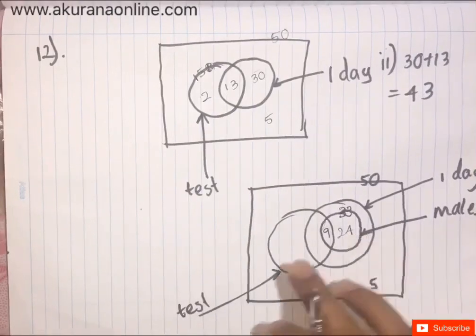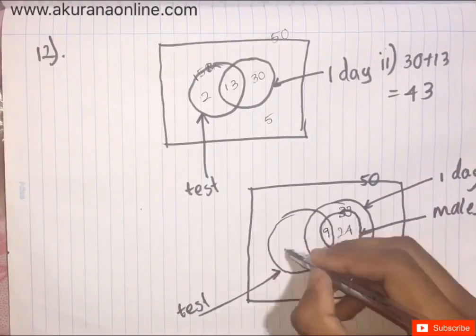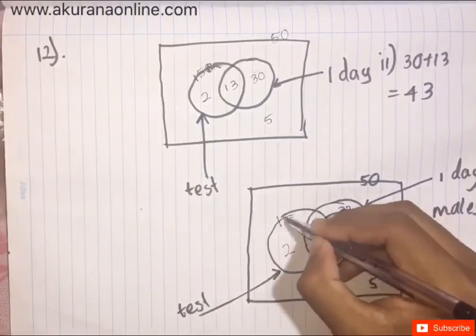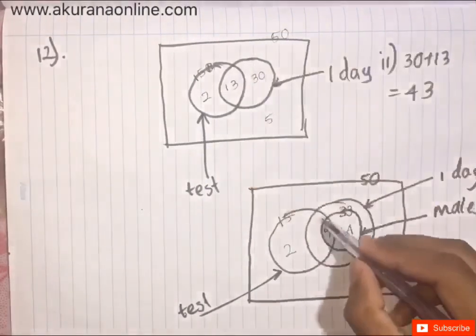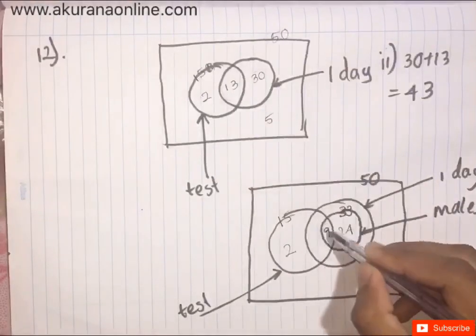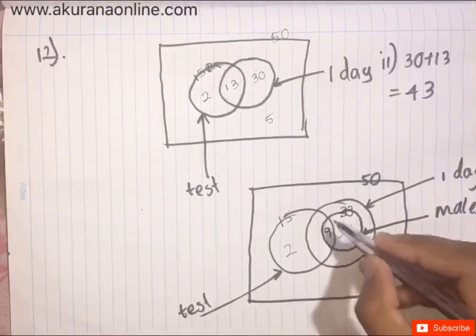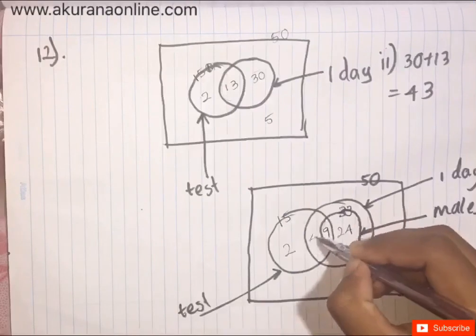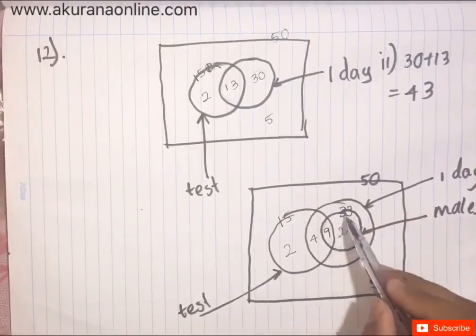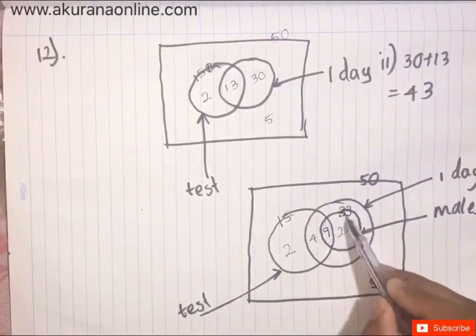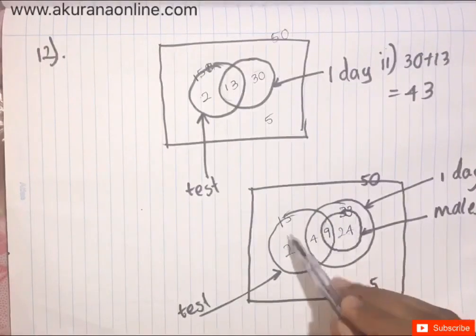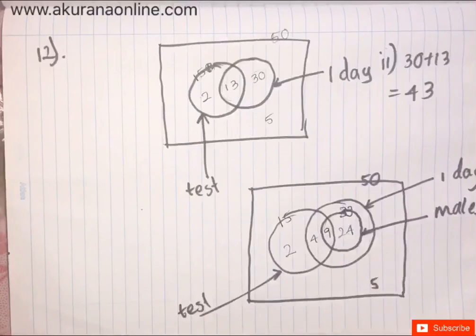Okay. Also, what other information is given? This is 24. Also, this is already given as 2 and this as 15. Also, this region total is equal to 13. Out of that, this part is equal to 9. Therefore, what is the balance? 4. Now you know this total, 24 plus 9 is equal to 33. Only the outer side is balance. How do you find the outer side?